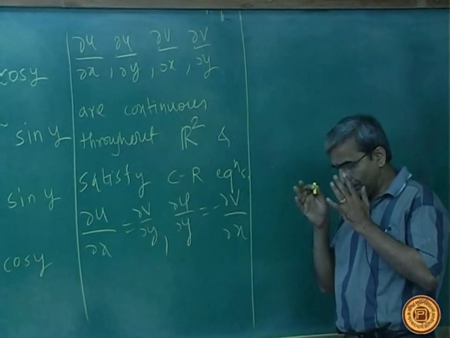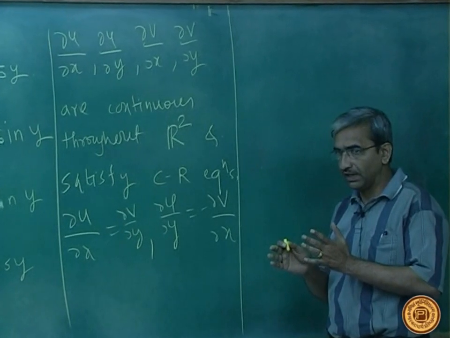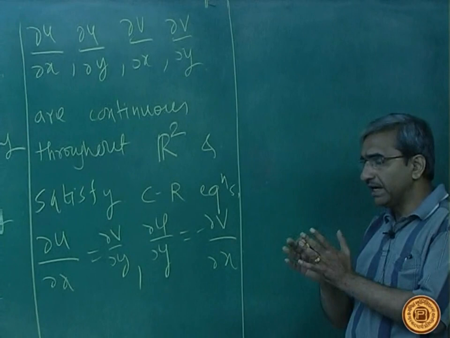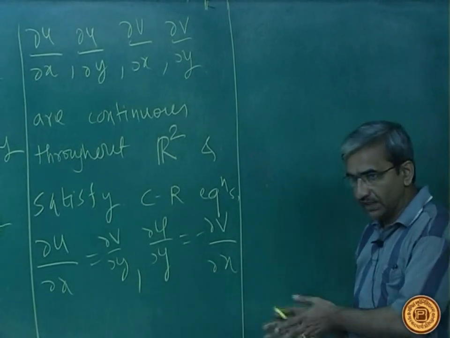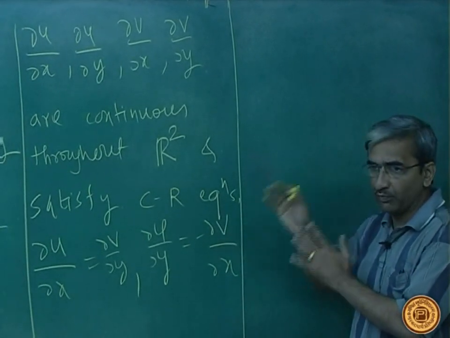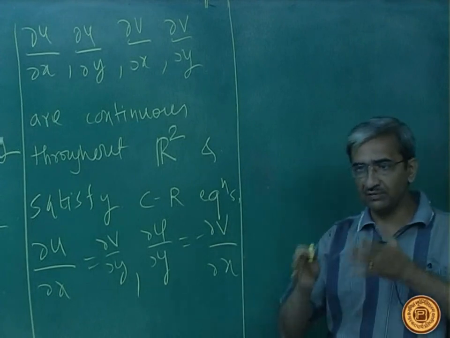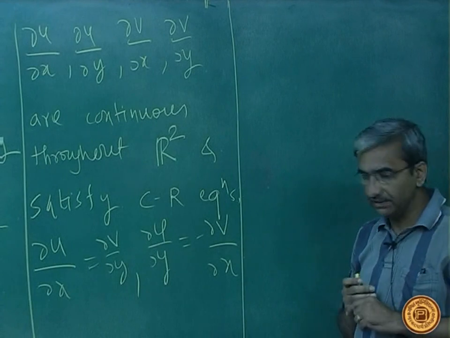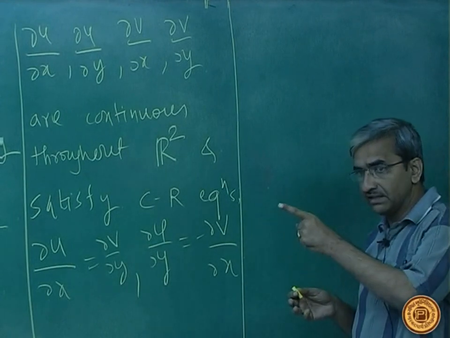So I will repeat the theorem. We have learned in the last chapter that if f(z) equals u(x,y) plus i times v(x,y), and u and v have the property that the first order partial derivatives are continuous and satisfy Cauchy-Riemann equations, then f(z) is analytic.